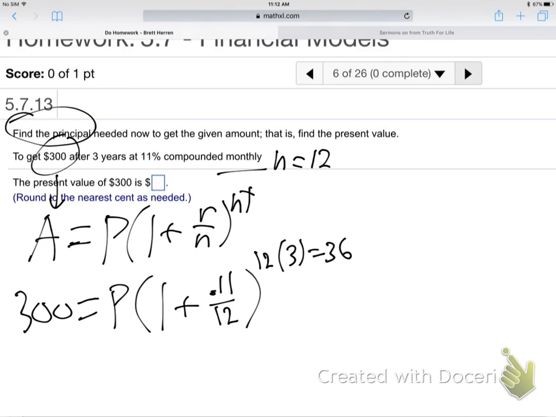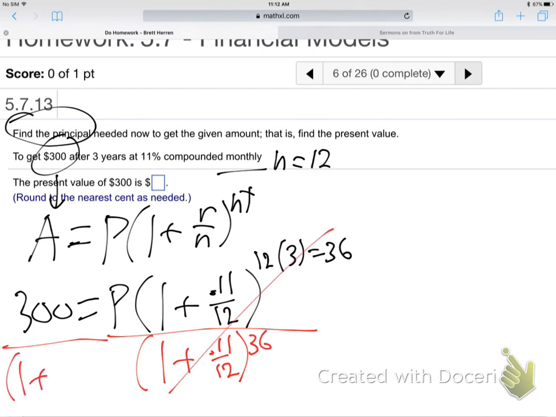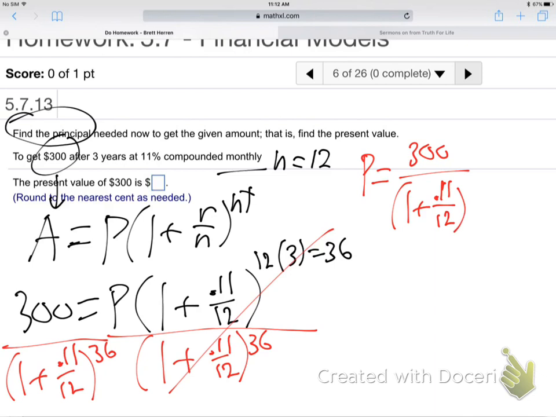How do we solve that for P? P's not alone yet. Well, we could just divide by this whole chunk that's next to P to get P alone, right? Just divide by the whole 1 plus 0.11 over 12 to the 36 power, and it'll cancel that whole thing out. Whatever you do to one side, you have no choice but to do the same thing to the other to keep the balance. So P's alone, it equals 300 over that whole big thing. Now we just plug that into my calculator.